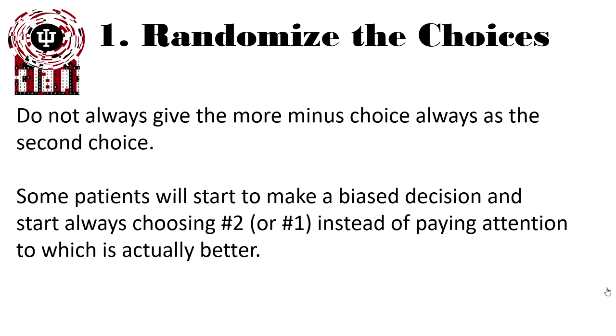Number 1, randomizing the choices. Do not always give the more minus choice as the second choice. Some patients will start to make a biased decision that the number 2 or number 1 is always correct, which is not the case, instead of paying attention to which is actually better. For that reason, you need to randomize the choices throughout, whether you're doing a sphere check, astigmatism axis, or astigmatism power. You should always randomize the choices to confuse the patient and force them to pay attention.